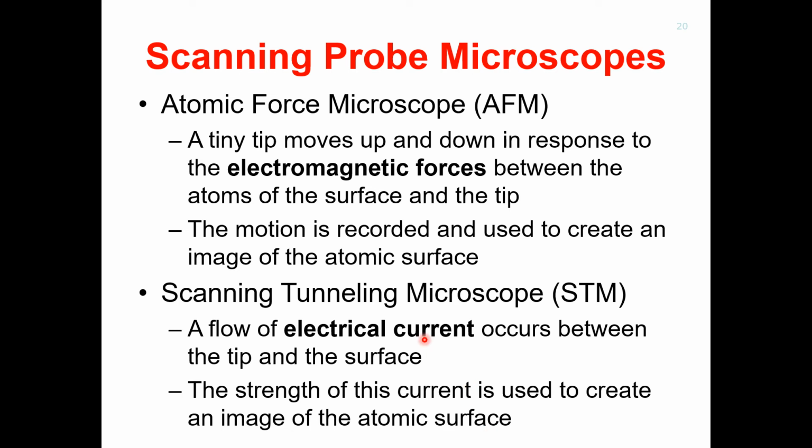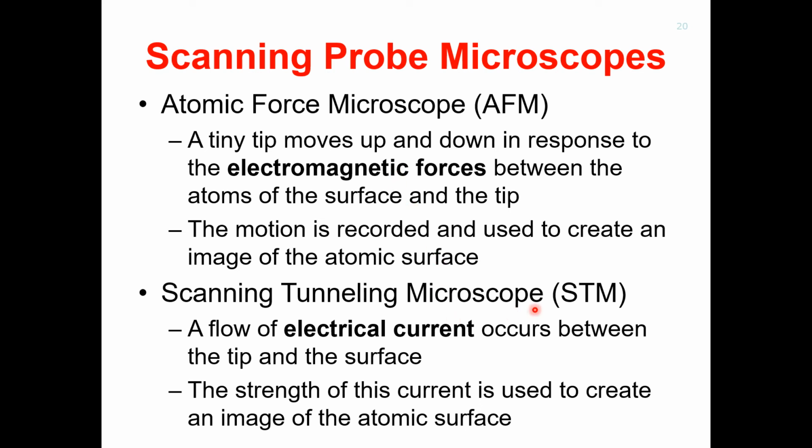In scanning tunneling microscopy, we use the concept of the electrical current to see the object, or to create the image of the object. But unlike that, in atomic force microscopy, we use the concept of the electromagnetic force to record the surface image.